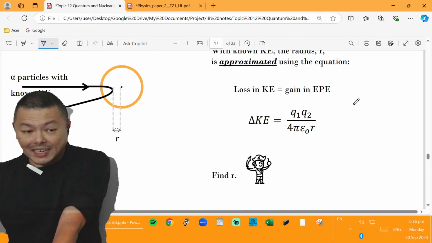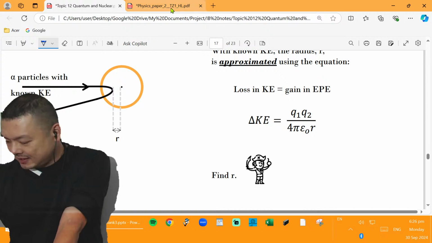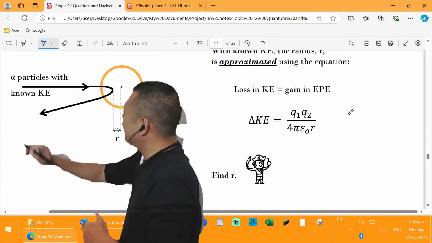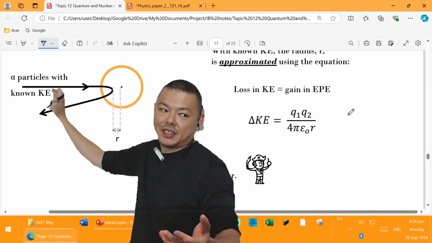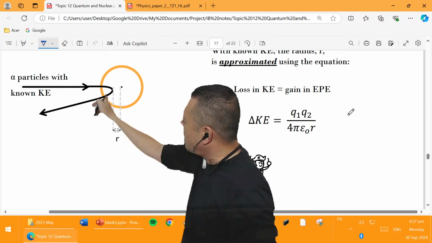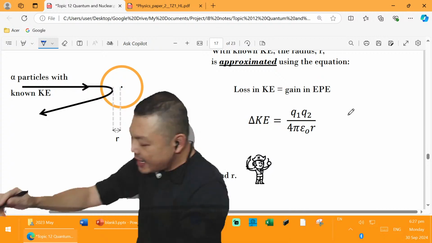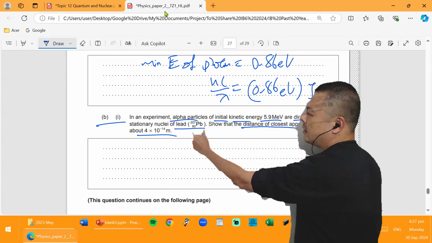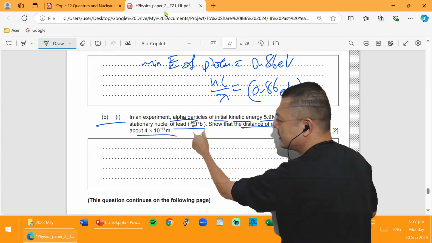Right, the kinetic energy is converted into EPE. So what's happening here? The alpha particles, we are ejecting them. You can consider it as a revision already. We are ejecting them and letting them fly as close as possible to the nucleus. The target nucleus in your question here is what? Lead, right? Lead 207. You're trying to shoot the alpha particles at the lead 207.